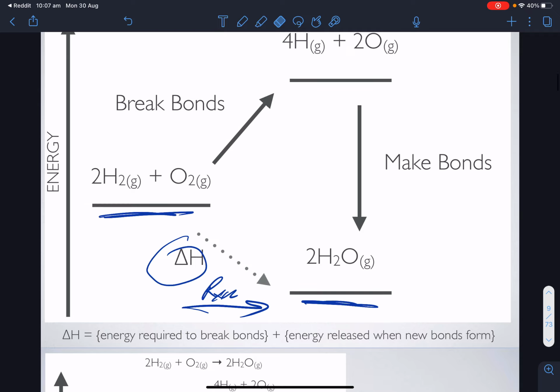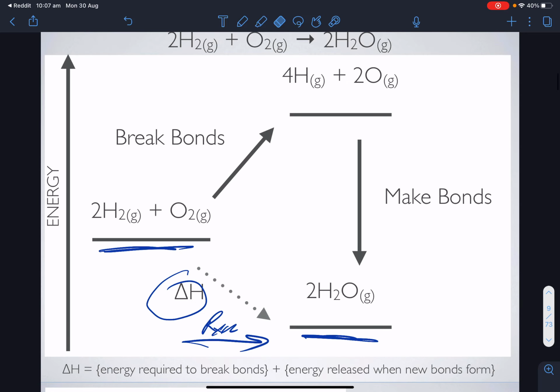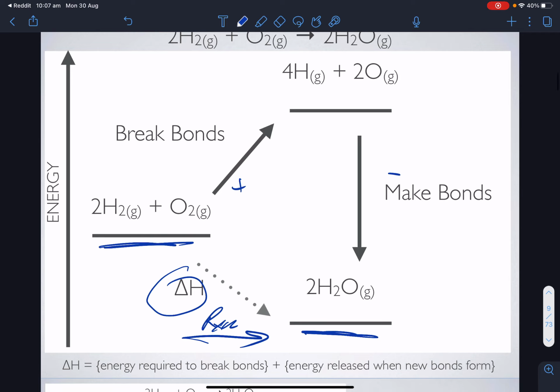So the enthalpy is, as I've written down the bottom here, the energy required to break bonds plus the energy released when new bonds are formed, okay? I know it's got a positive in there, but you have to remember that this is a positive and this is a negative, okay? So just adding the two energies together, once you've got the right sign, will give you the enthalpy, okay? Here, the negative is much greater than the positive, so we get a negative enthalpy.